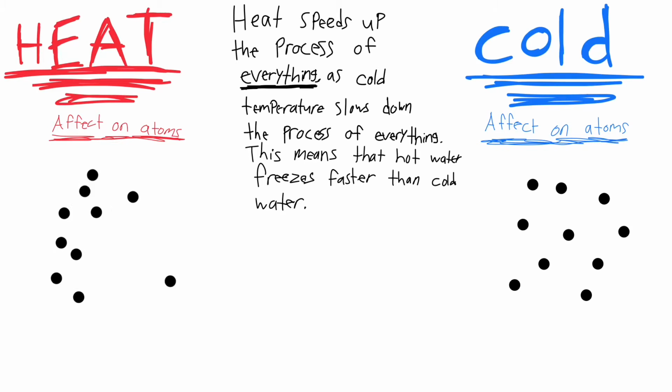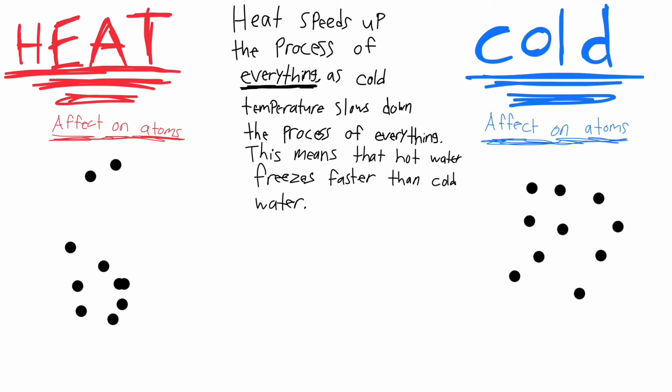Before we move on to our next experiment, we must look at how temperature affects atoms. Heat speeds up the process of everything, as cold temperature slows down the process of everything. This means that hot water freezes faster than cold water. With this, atoms affected by high temperature will move faster than cold atoms, which will move slower due to low temperature.